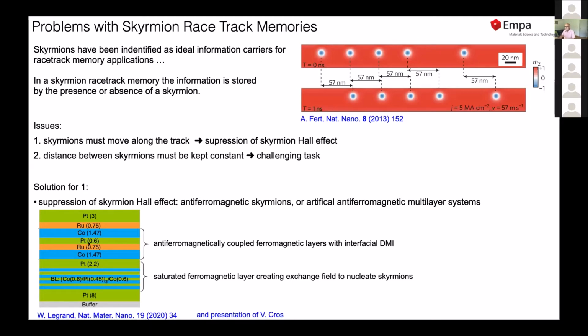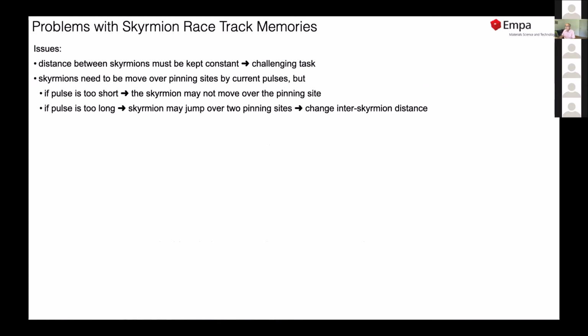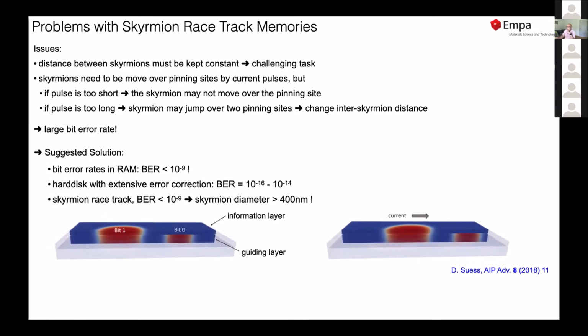But how do you keep the distance between the Skyrmions? That's really a challenging thing, particularly because the Skyrmions need to be pinned at certain sites, and they need to be moved from one pinning center to the next. So you need to apply current pulses, and unfortunately, they can be too short, so the Skyrmions do not really move, or they can be too long, so the Skyrmions move over two pinning sites, whatever produces these pinning sites. So there will be a large bit error, and this has been pointed out in theoretical work by Dieter Süß.